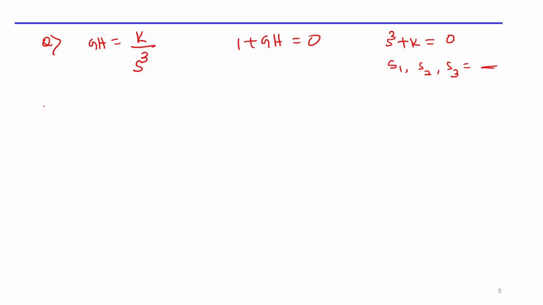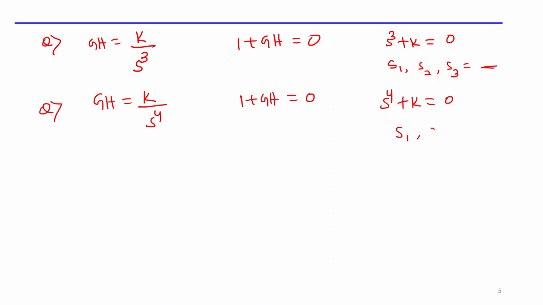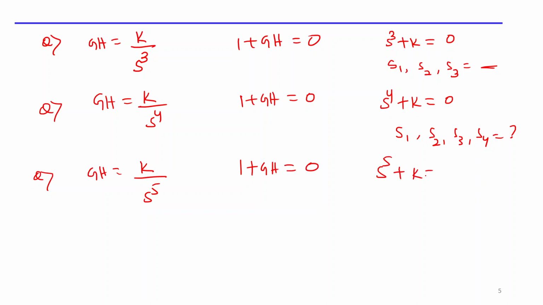Here in this case, the next example I'm giving, G(s) equal to k divided by s to the fourth. Suppose you are encountering a fourth order system. Then 1 plus G(s) is equal to 0. So here you get s to the fourth plus k equal to 0. So what are the pole locations? Similarly, G(s) is equal to k divided by s to the fifth. So the closed loop characteristic equation is like that, and your pole locations will be s1, s2, s3, s4, s5.